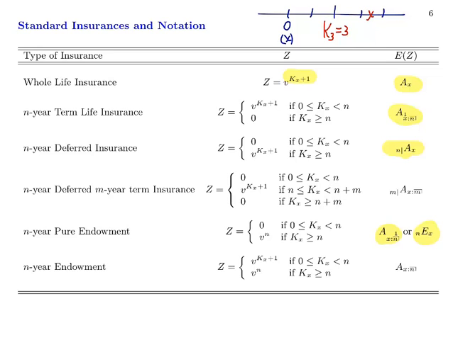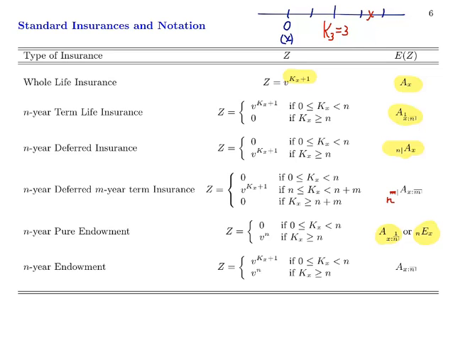And then an n-year deferred m-year term insurance, and I've got a slight mistake here, so this should be an n. Okay. So the n tells you how many years you're deferring, and the m tells you the time of the term. So if n is 3 and m is 5, you get nothing if you die in the next 3 years. You get $1 at the end of the year of death if you die between 3 and 8 years from now, and you get 0 if you die more than 8 years from now. Okay.